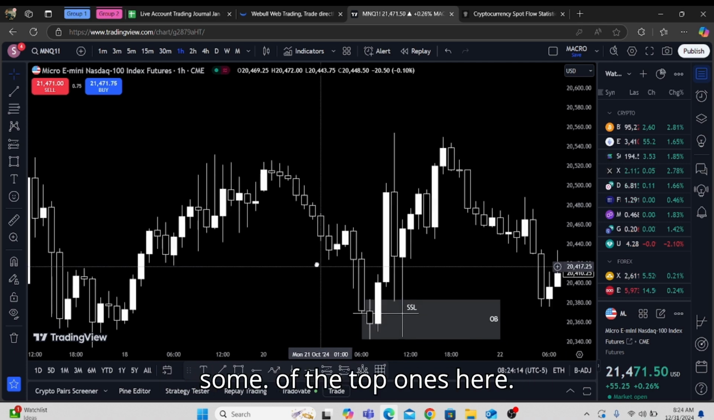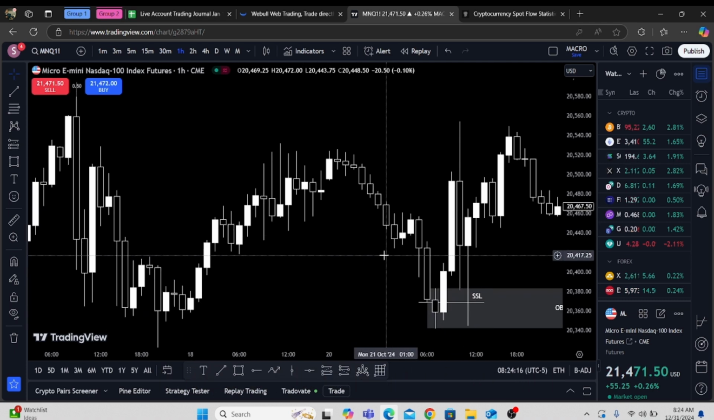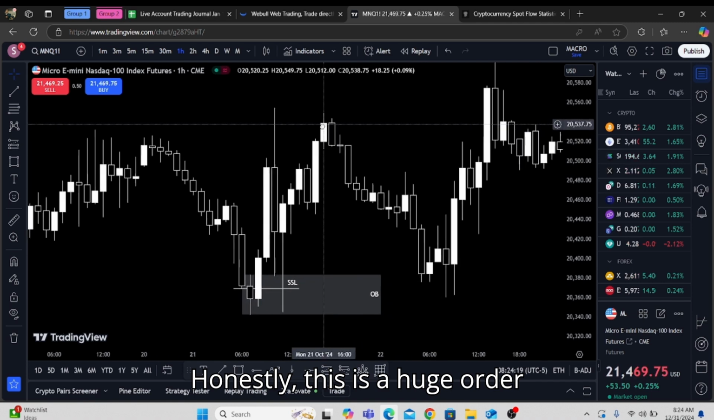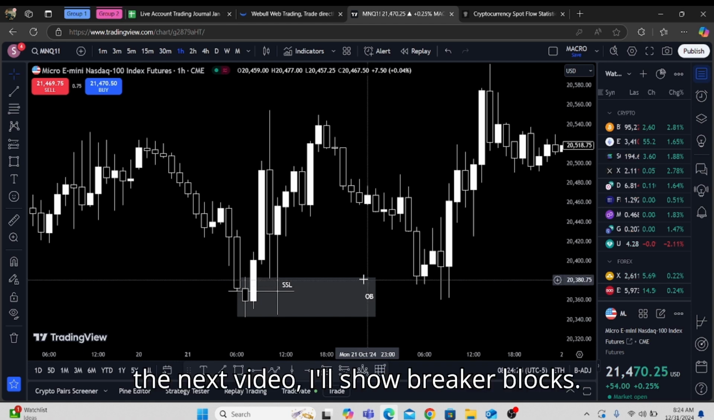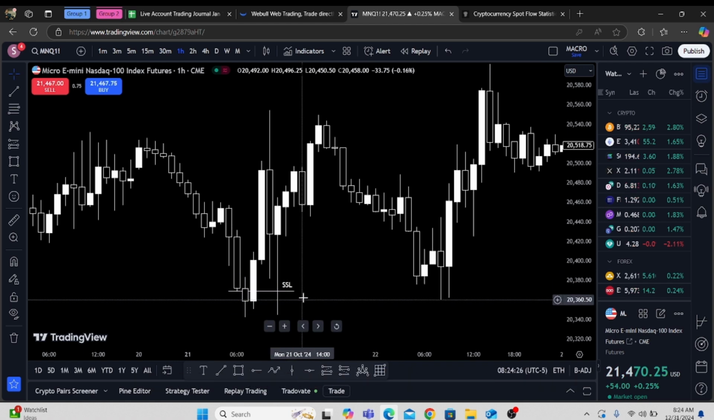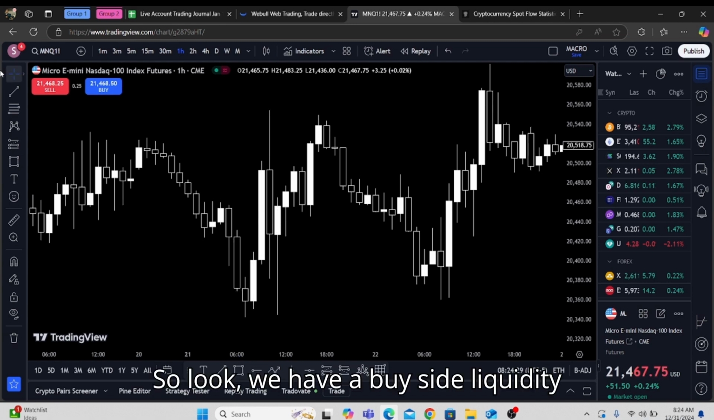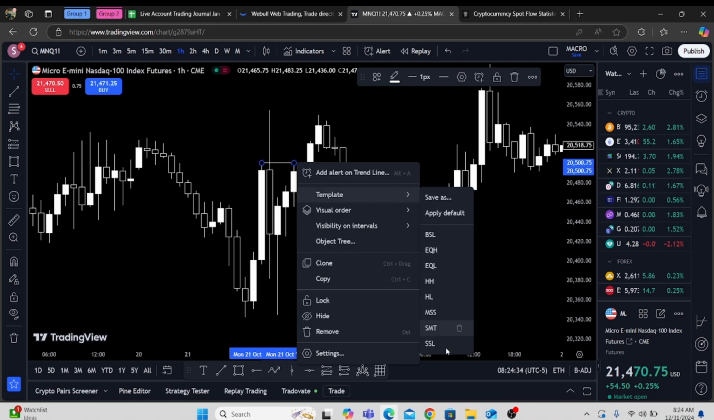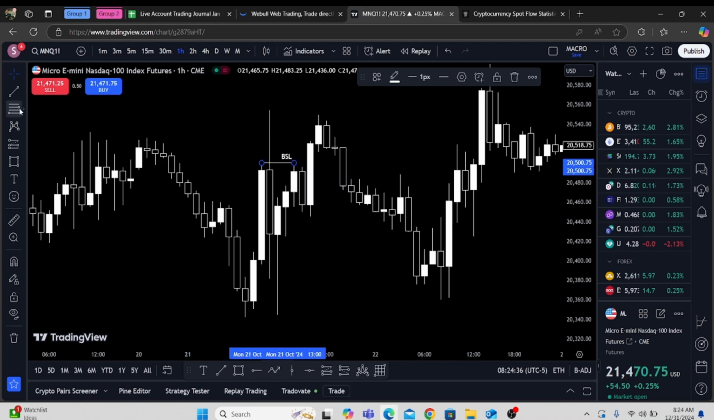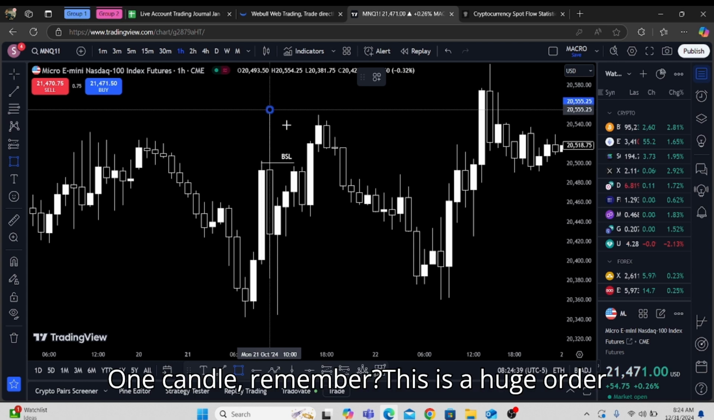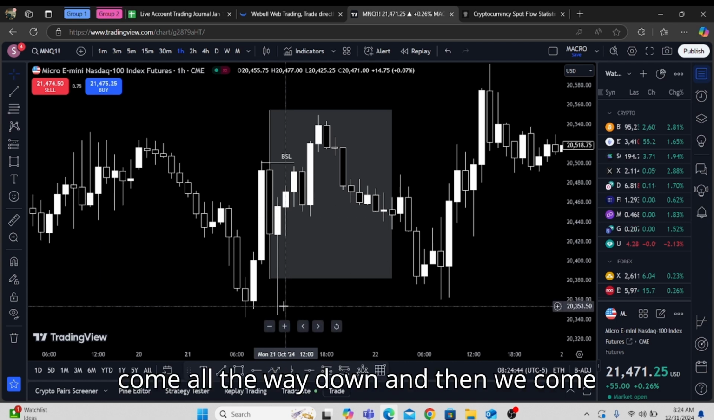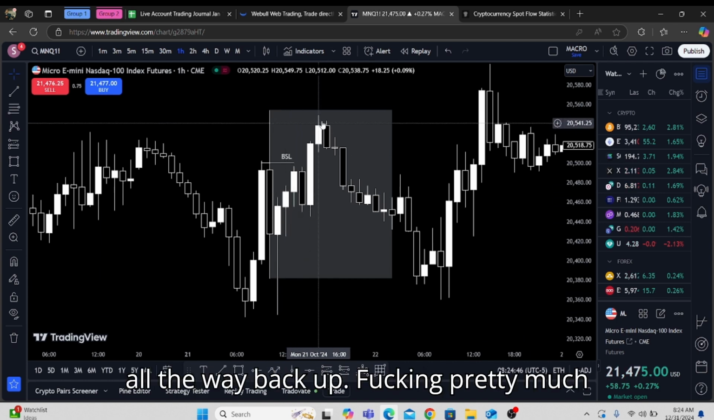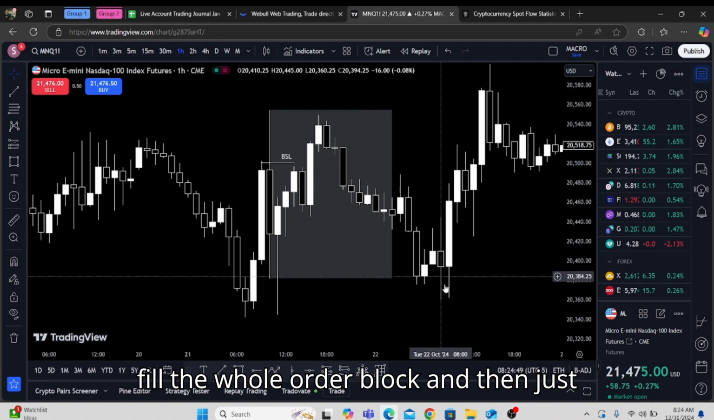Let's try and find some of the top ones here. Okay, honestly, this is a huge order block. In the next video, I'll show breaker blocks. So look, we have a buy side liquidity sweep here. Bang, one candle, remember? This is a huge order block. Look, we come all the way down and then we come all the way back up, pretty much fill the whole order block and then come right back down.